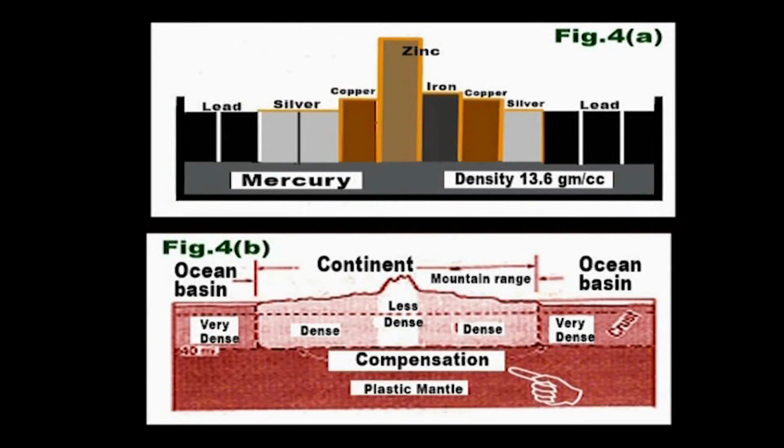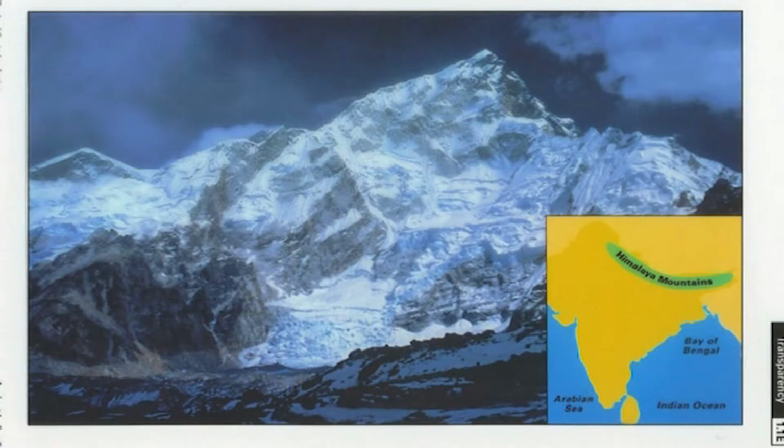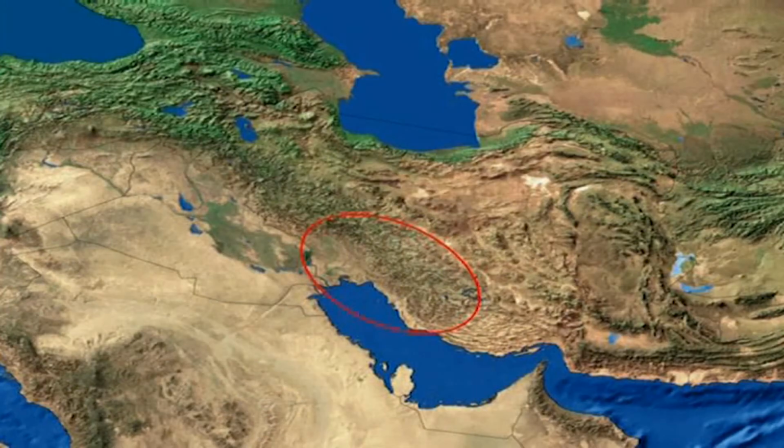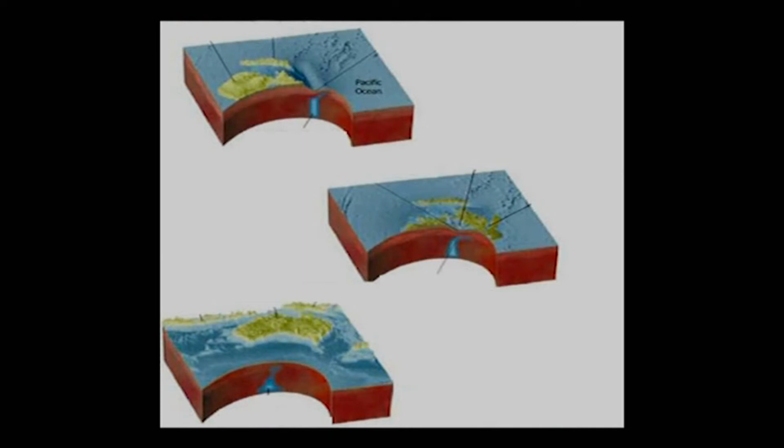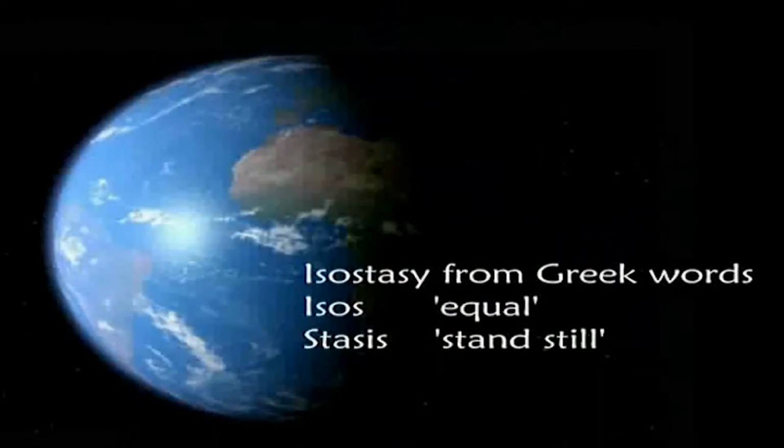The material is less dense under the mountains like our Himalayas than under the low plains, and it is most dense under ocean floors. This condition of floating at rest, whether as visualized by Airy or Pratt, has since been given the name isostasy from the Greek words isos, equal, and stasis, a standing still. Isostasy, as we understand by now, is merely a state of equilibrium in the Earth's crust.